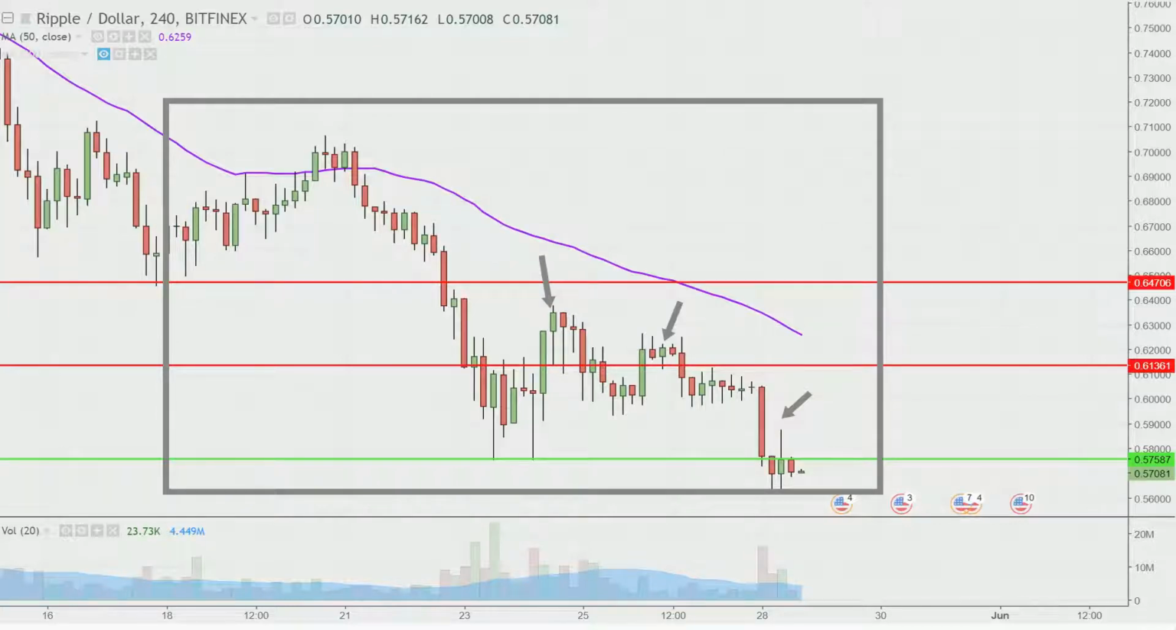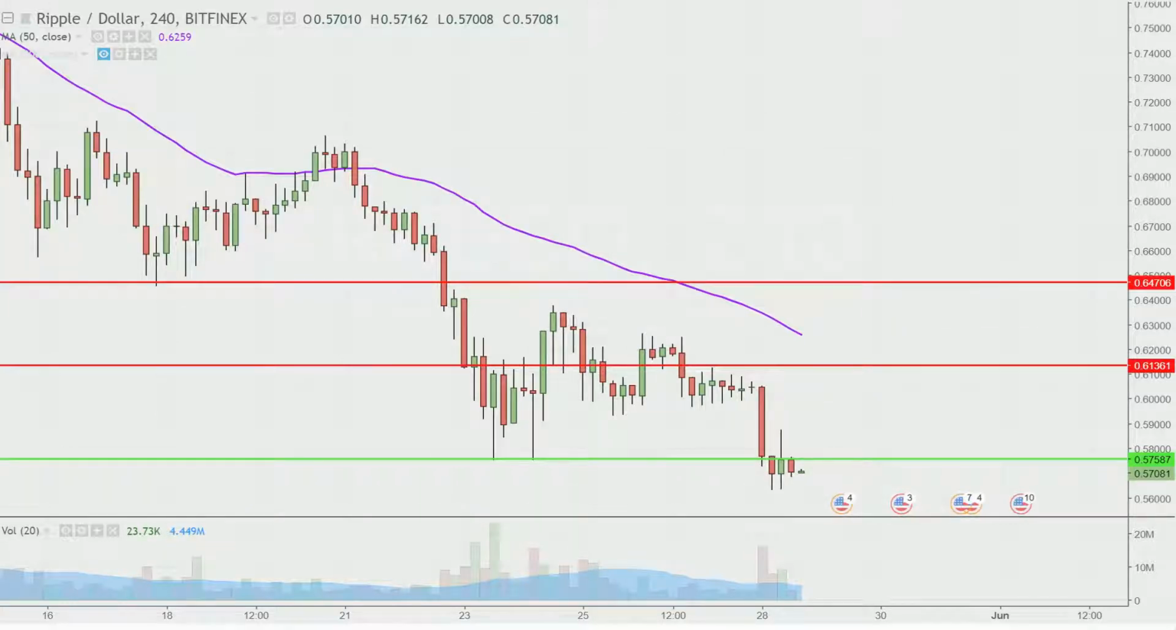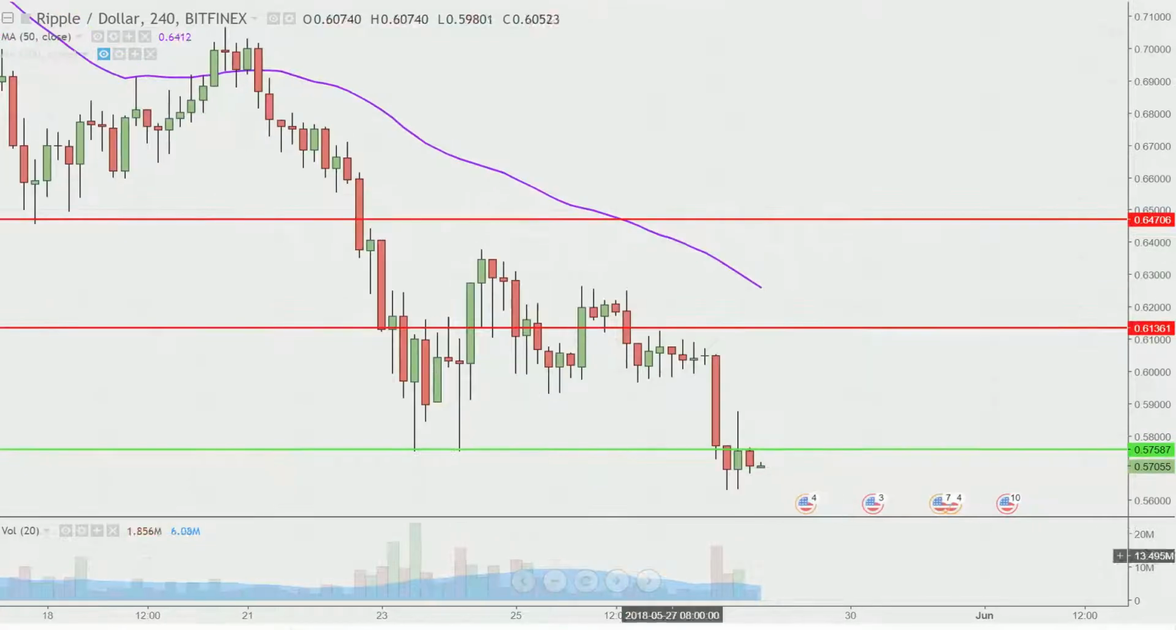I like to do this time frame. I think it does a good job of telling the quote-unquote story of the price, and then makes mapping out levels of support and resistance a bit easier to see. I did this analysis last week, so that's where these red lines are coming from as resistance levels, and then the green line here.